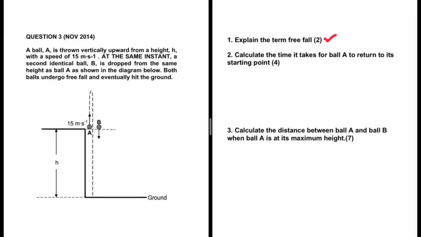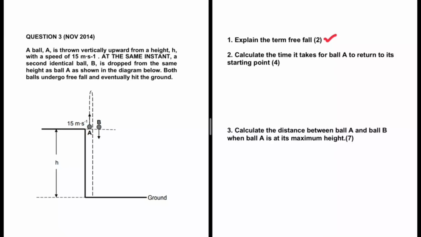Like we've said before, the definition you're supposed to give is the definition on the exam guidelines. It says that free fall is the motion of an object under the influence of only gravity. The motion of an object under the influence of gravitational force, and only gravitational force, nothing else. If that is the case, then an object is in free fall.